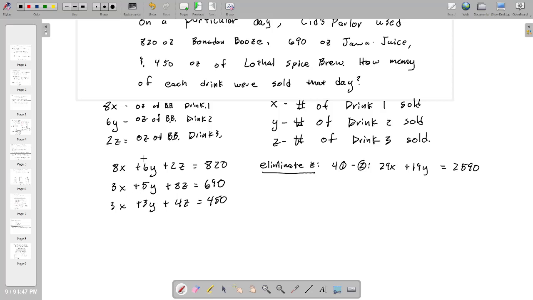And then we use equation 1 and equation 3. So 2 times equation 1 minus equation 3. 2 times 8 is 16. 16 minus 3 is 13. 2 times 6 is 12. 12 minus 3 is 9. 2 times 2 is 4. 4 minus 4 is 0. And then 2 times 820 minus 450 is 1190.